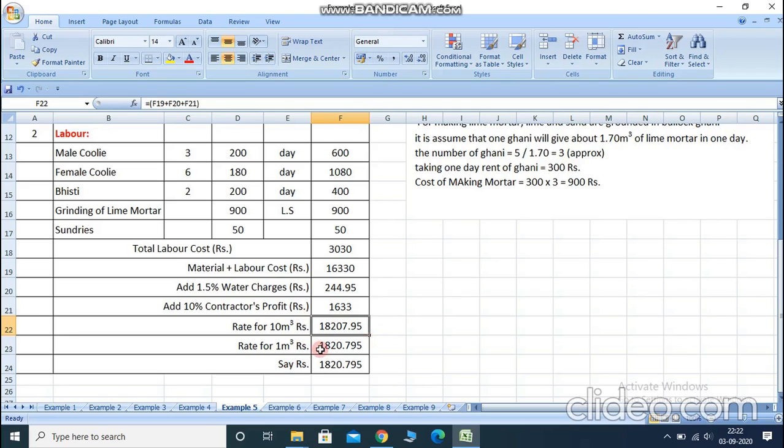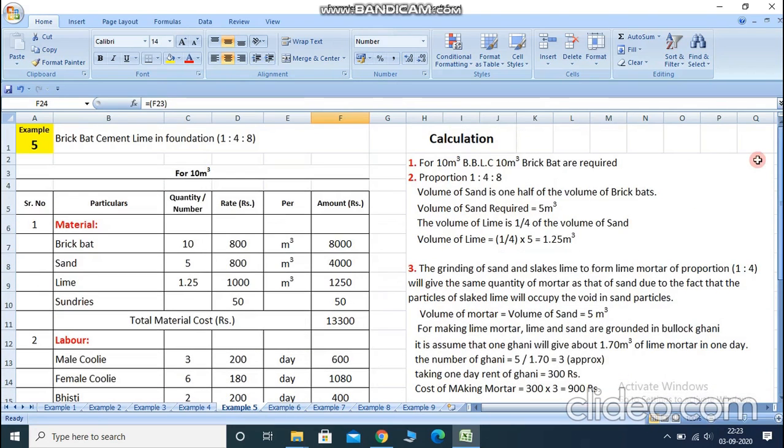So the per meter cube rate is 18,207.95 divided by 10, which gives 1,820 rupees 79 paise per meter cube. We round it off to 1,821 rupees as the round figure for brick bat lime concrete. So this first example is complete.